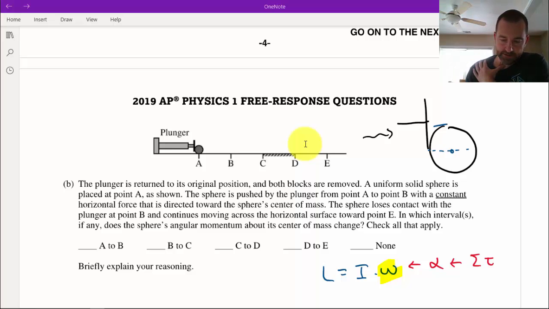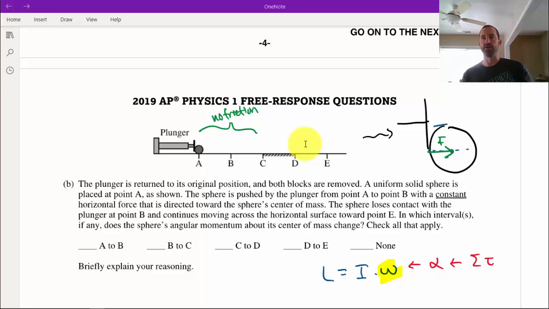Well, in this zone right here, there's no friction, and the force that's being applied is applied right at the center, right at the center of mass of that ball. There's no force that is tangent to the circle that's trying to make it twist in that zone.